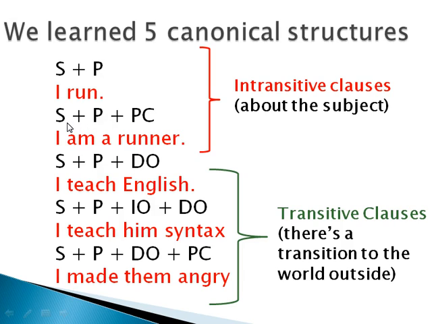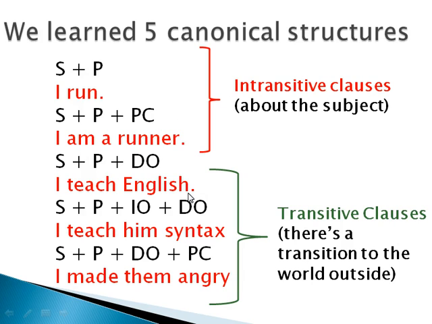We have a structure like subject, predicate, and predicative complement. I am a runner. In this case, a runner equals I, or I equals a runner. It's what I am. Okay? Where is the predicator? Am, which establishes the relationship between I and a runner.